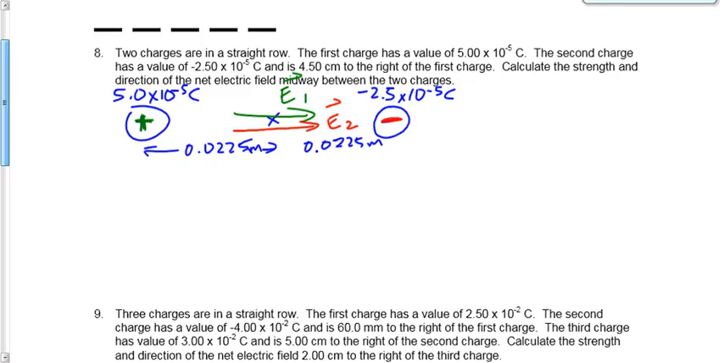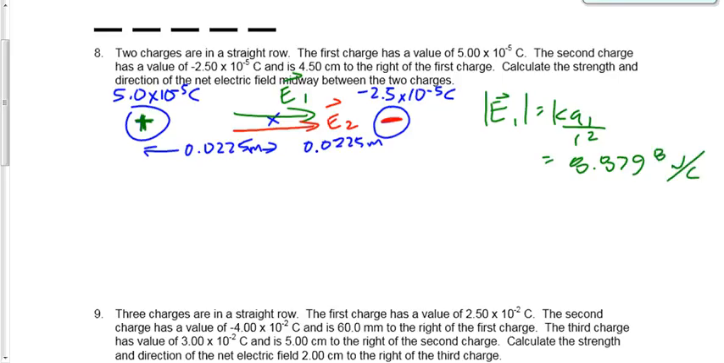We've got to catch that, right? If we have a positive producer, the field will always go away from it. A negative producer, the field always goes towards it. This one's good because both fields are in exactly the same direction. Let's find E1, kQ1 over r squared. What did I get for E1 there? 8.879 times 10 to the 8 newtons per coulomb.